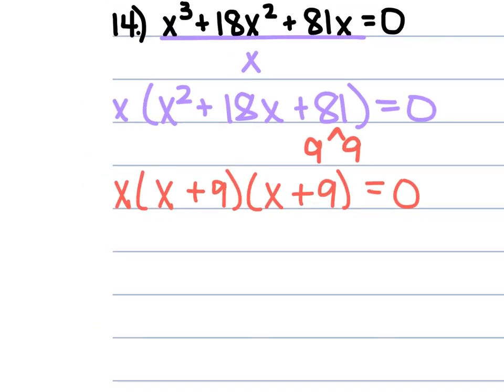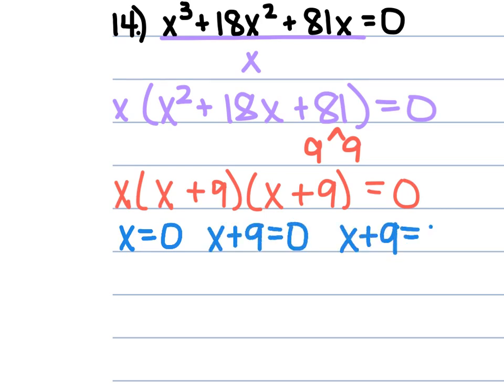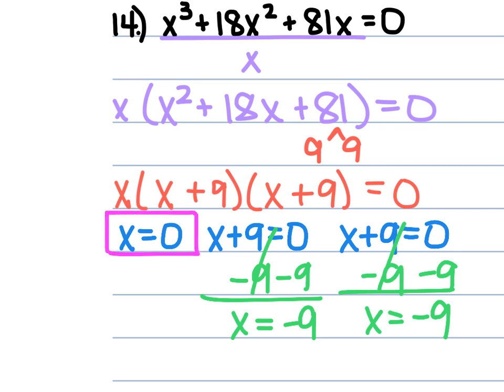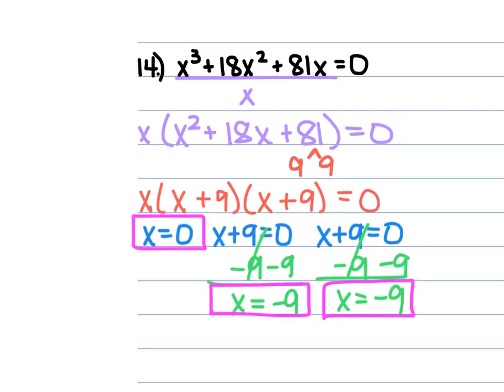Set each part equal to 0, so x is equal to 0, x plus 9 is equal to 0, and x plus 9 is equal to 0. Subtract those 9s over. We get that x is equal to negative 9 for both. So our solutions are x is equal to 0, and x is equal to negative 9.